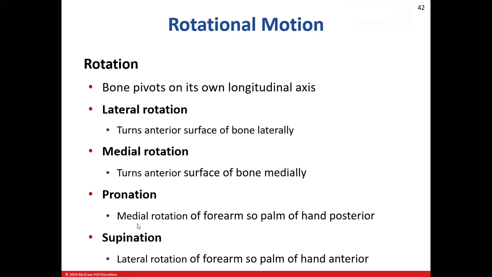One way that I have typically learned to remember supination is to imagine holding a cup of soup in my hand. If I do that, I have my hand and my forearm in a position of supination. And the opposite, then, is going to be pronation.